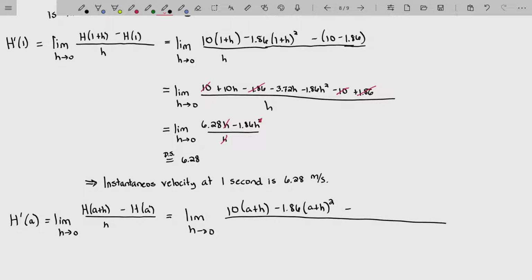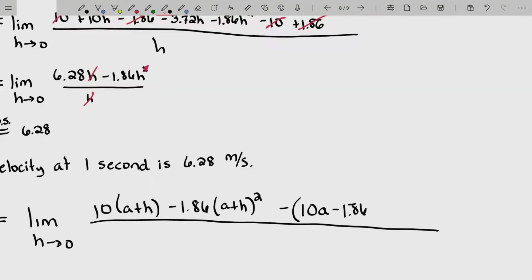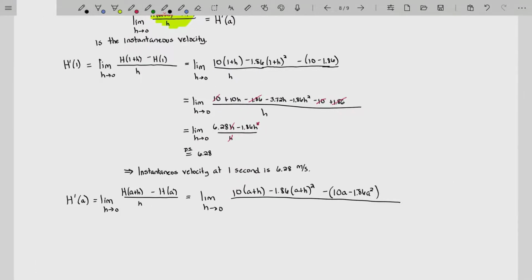and then minus H of a, which is 10a minus, let me do it this way, minus 10a plus, is that right? That's minus 1.86 a squared, I think is what it was. I'll just double check that really quickly. Yeah, I plugged a into H, so that's 10a minus 1.86 a squared. Yeah, okay. And then the denominator is h.